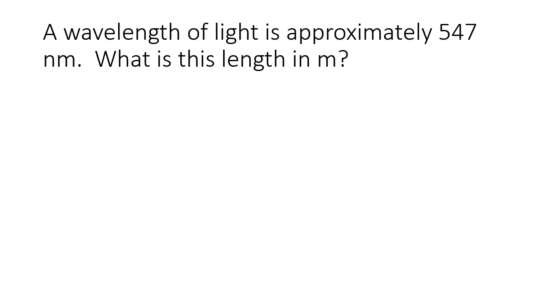A wavelength of light is approximately 547 nanometers. What is this length in meters? Let's start by identifying the known value that I want to convert, which is 547 nanometers. And then we'll identify the unit that I desire, in this case meters. I want to write a conversion factor that allows me to go from nanometers to meters. I'm going to put the nanometers on the bottom, and I'll then put the meters on the top.